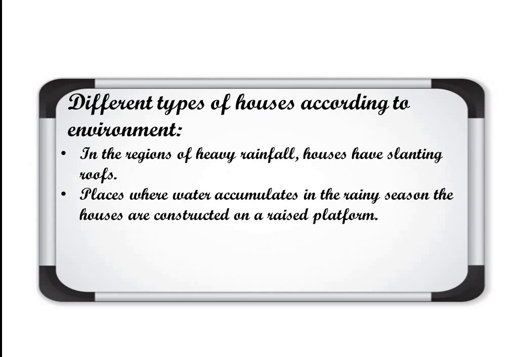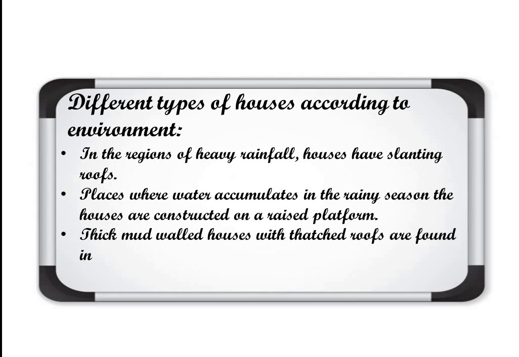The structure that is based on poles, and on the raised structure the houses are built, they are known as stilt houses. So these types of houses are found. Then the next example we can take: thick mud-walled houses with thatched roofs are found in hot climates.